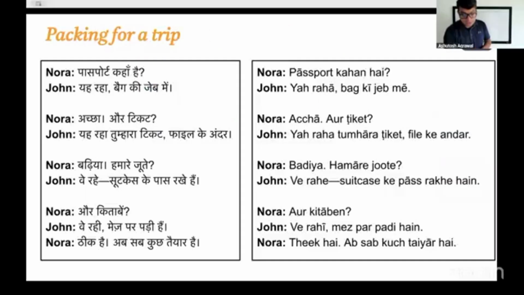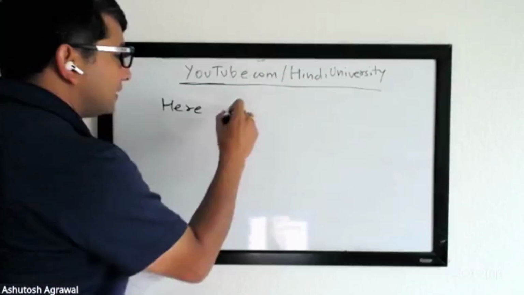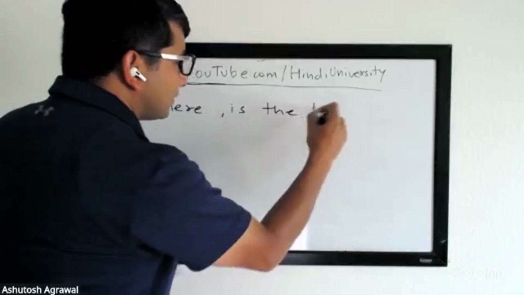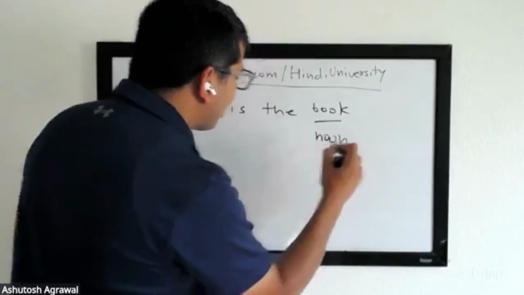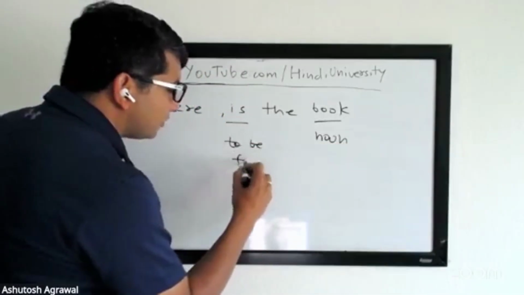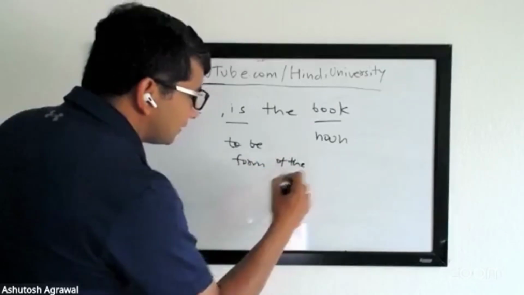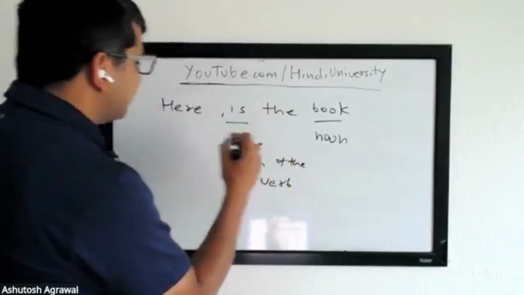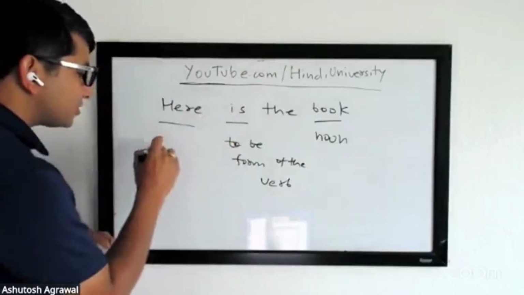So, before I jump into the topic, what it is called in grammar, it's actually called Deixis. So, when we say, here is the book, you will notice this is your noun that you're pointing to. This is your to be form of the verb, okay, of the verb. And here is basically your location specific.